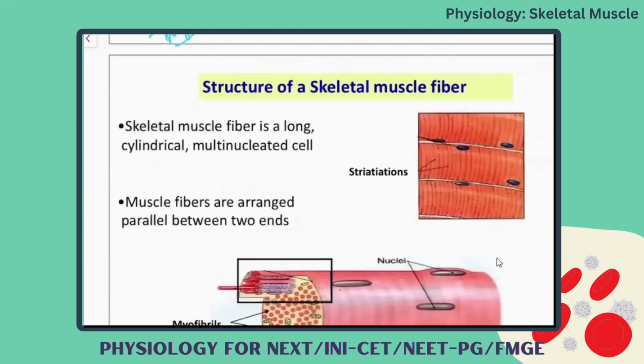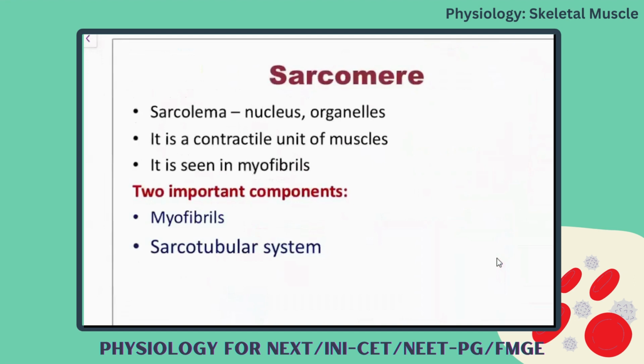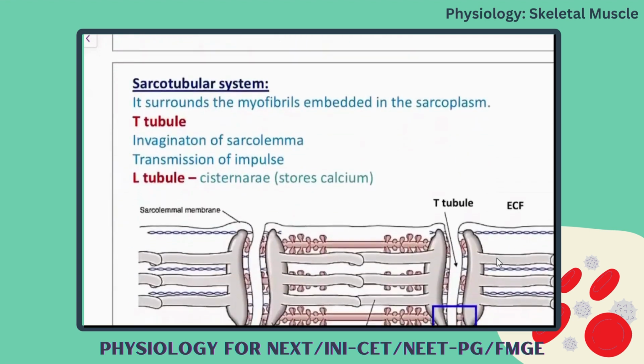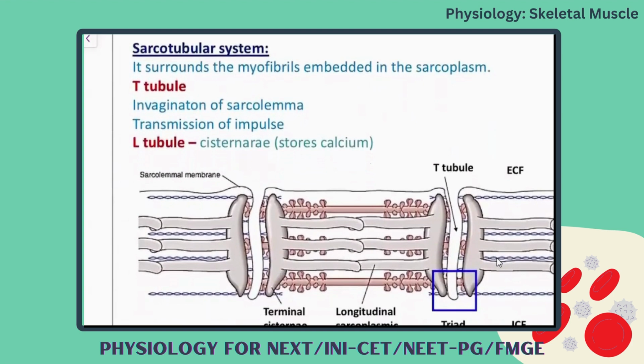Now we will go with the sarcomere. Sarcomere is the single contractile unit of the muscle, like a cell, which is the functional unit of living organisms. The sarcomere is the functional unit, the contractile unit of the muscles. Two important components in the sarcomere are the myofibrils, actin and myosin, and the sarcotubular system. This sarcotubular system is the tubular system which is present in the sarcomere.